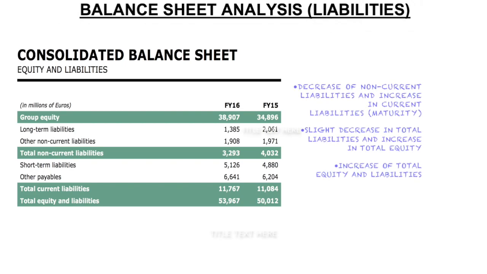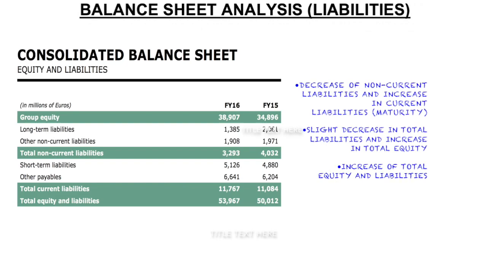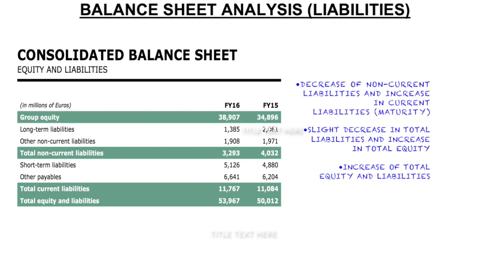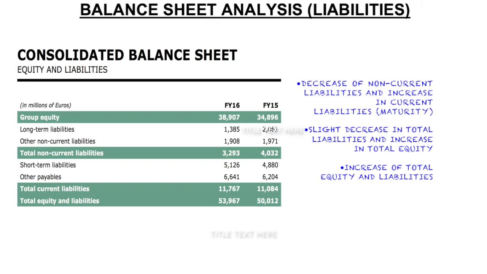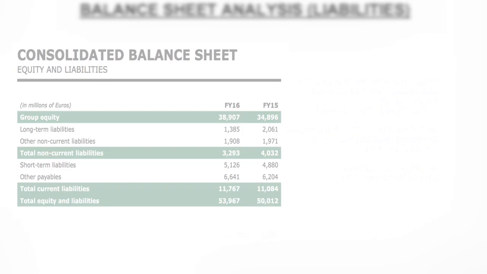IKEA's net equity has increased in comparison to 2015. This increase can be attributed to the increase in assets since liabilities did not significantly change. The long-term liabilities for 2016 have decreased and the short-term liabilities have increased.